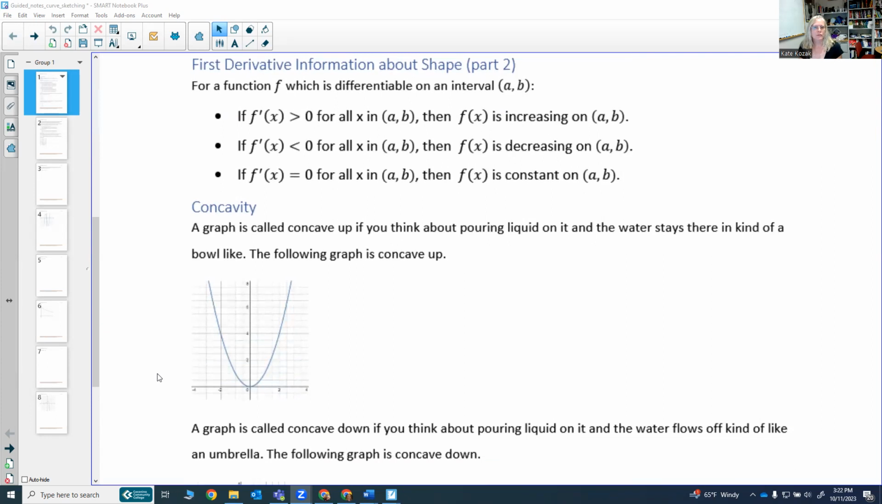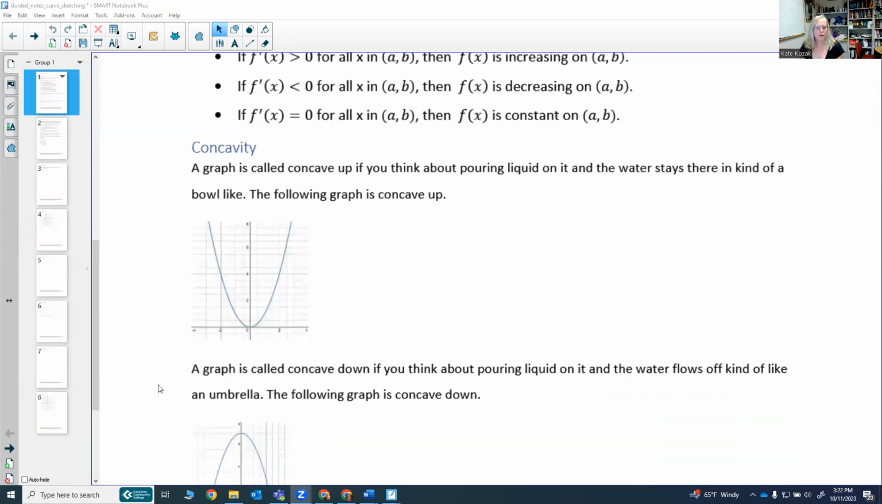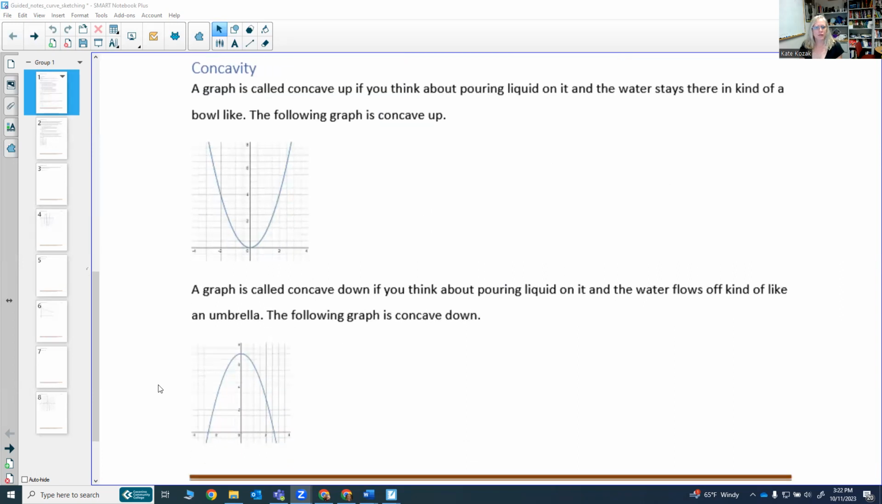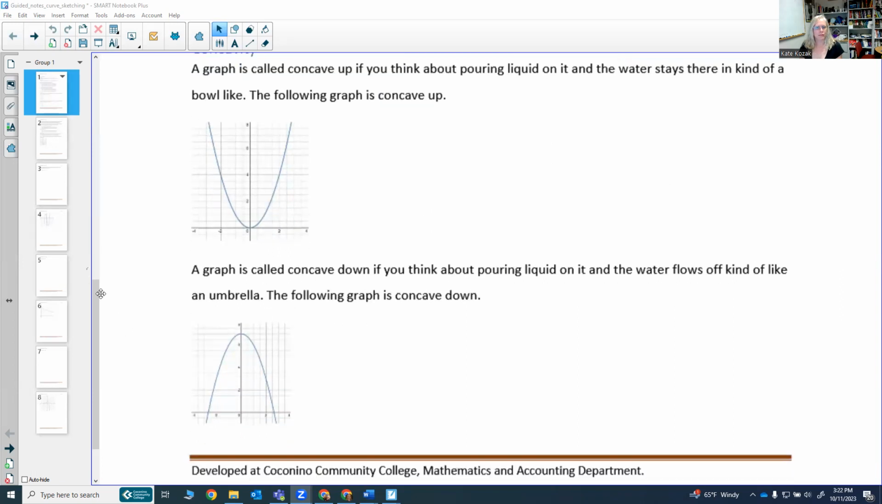Concavity: a graph is called concave up if you think about pouring liquid on it and the water stays there in kind of a bowl. The following graph is concave up. A graph is called concave down if you think about pouring liquid on it and the water flows off, kind of like an umbrella. The following graph is concave down.